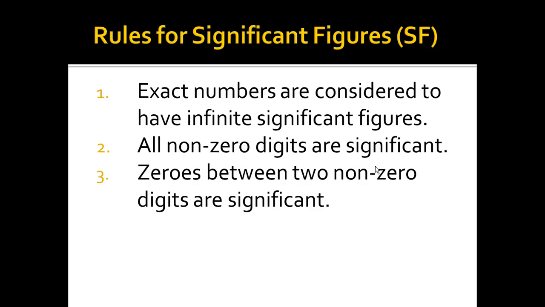Rule number three, zeros between two non-zero digits are significant. For example, if you have the number 203, you have a zero digit in between 2 and 3. Since 2 is a non-zero digit and is significant, 3 is also a non-zero digit and is also significant. The zero that appears in between these two numbers is considered significant, since you cannot express the number 203 if you consider the zero in between as insignificant. Therefore, that zero is significant.